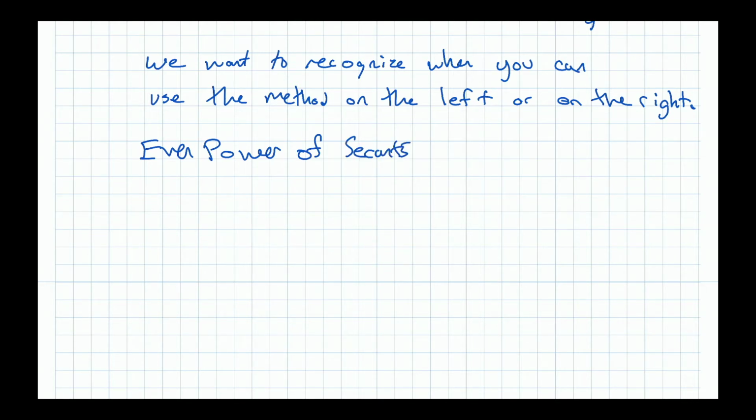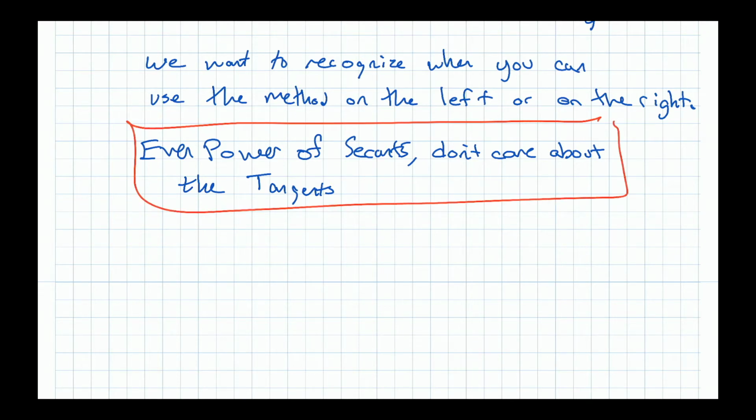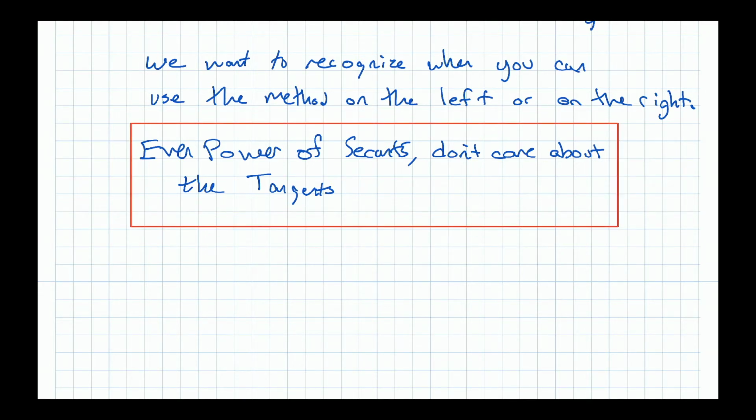And we actually don't care at all about the tangents. So that's the first one that we're going to talk about. Even power of secants, and we don't care about the tangents. So what's the method? Well, again, it's easiest to do with an example, so let us do that.